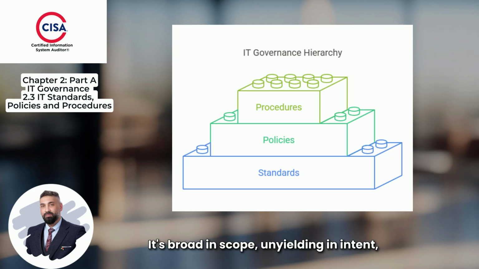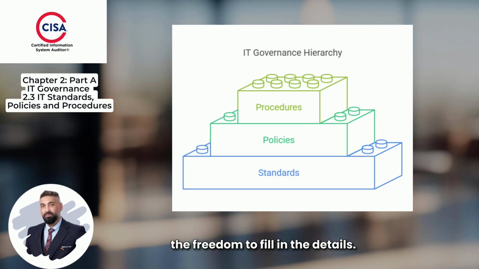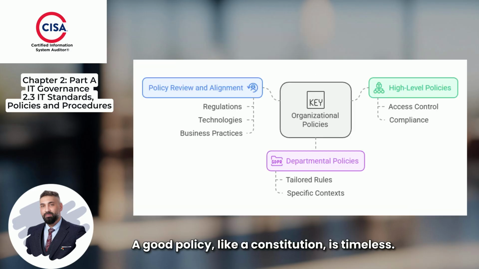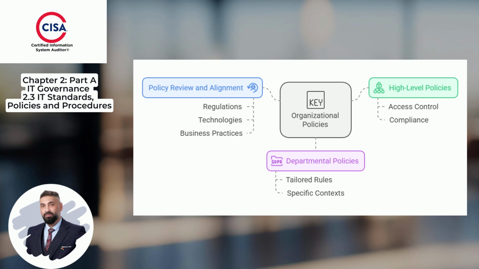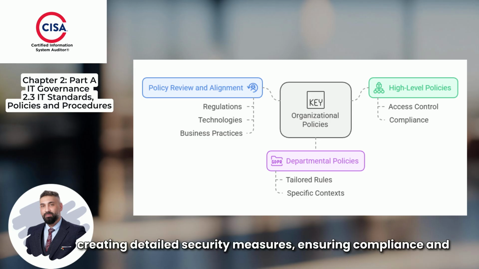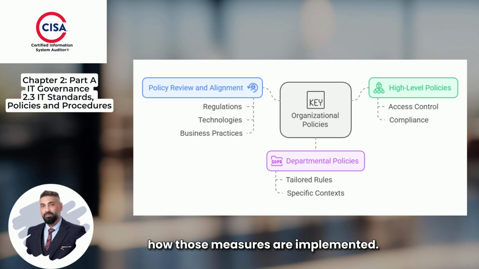It's broad in scope, unyielding in intent, yet flexible enough to allow organizational departments the freedom to fill in the details. A good policy, like a constitution, is timeless. It doesn't need to be rewritten every time the environment changes. Take a high-level access control policy as an example. Information resources shall be controlled in a manner that effectively precludes unauthorized access. That single statement sets the stage for creating detailed security measures, ensuring compliance and managing risk, while simultaneously allowing flexibility in how those measures are implemented.